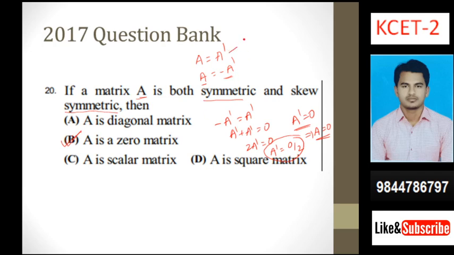Remember one thing, this is my equation number 1 and equation number 2, because A is both symmetric and skew symmetric. It means equations 1 and 2 hold. That's why I substitute 1 into 2, then we get this equation, and simplify. A dash will be 0. If A dash is 0, it means A is also equal to 0. Answer: A is a zero matrix.